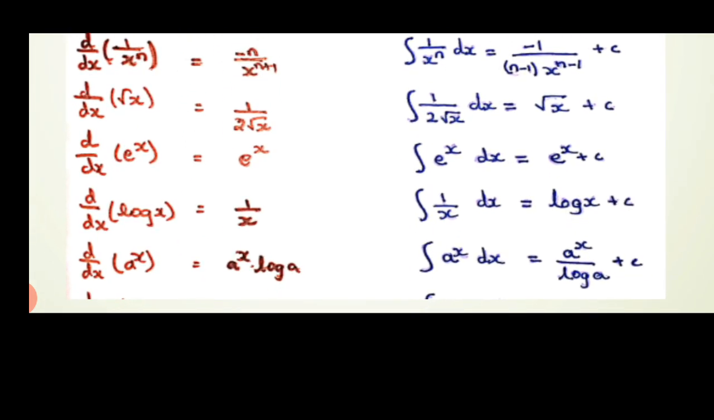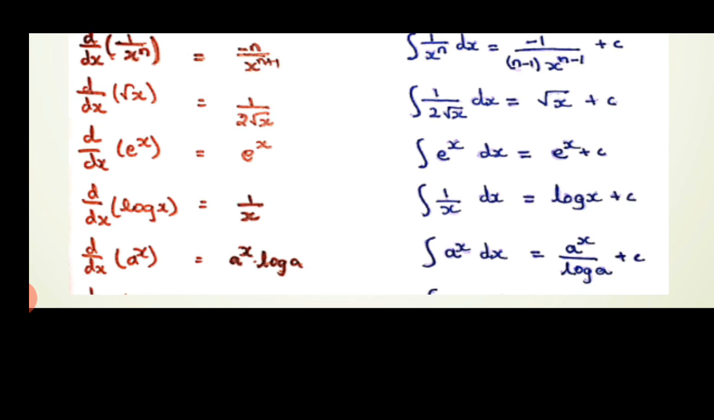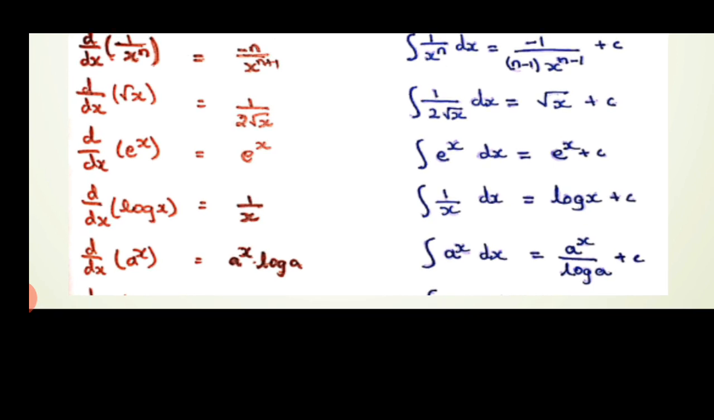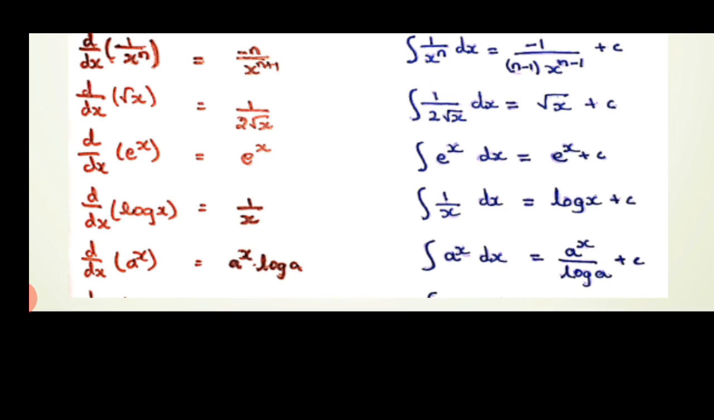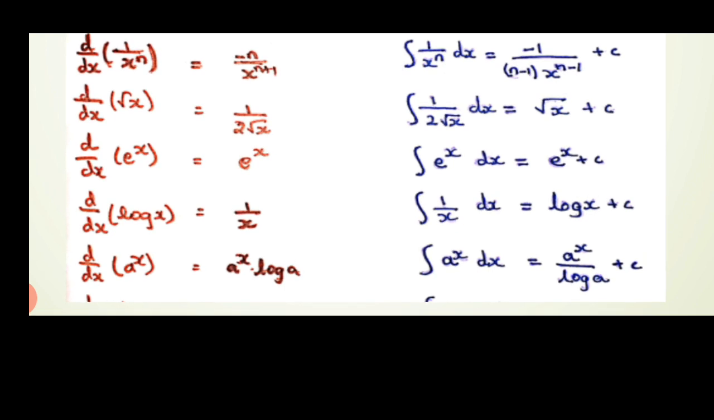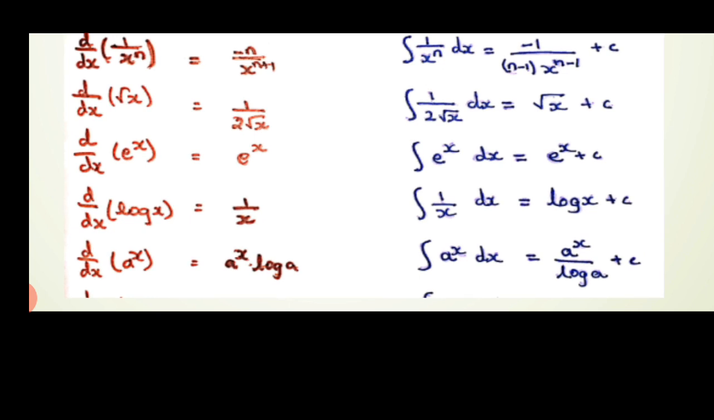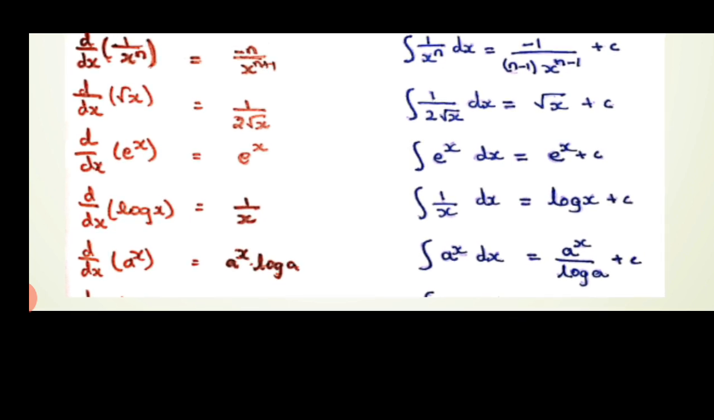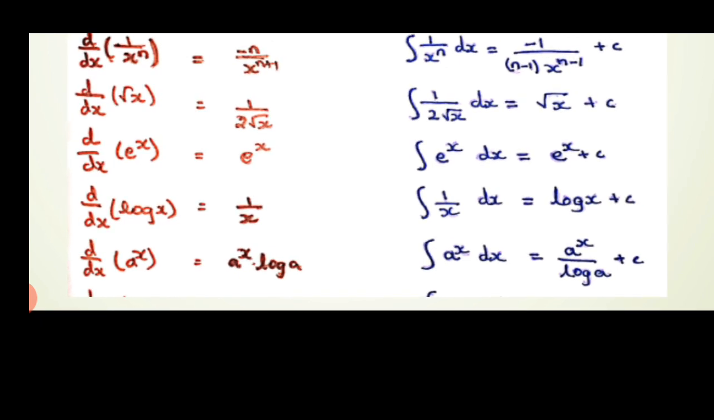Next, d by dx of e power x is equal to e power x. Here the primitive function is e power x and the derived function answer is also e power x. So when you integrate the derived function e power x dx, the answer is e power x plus c, right? Now d by dx of log x is 1 by x. So the primitive function here is log x. The derived function is 1 by x. So like that, when you integrate this derived function 1 by x dx, you get the primitive, that is log x, as the answer. That's all.